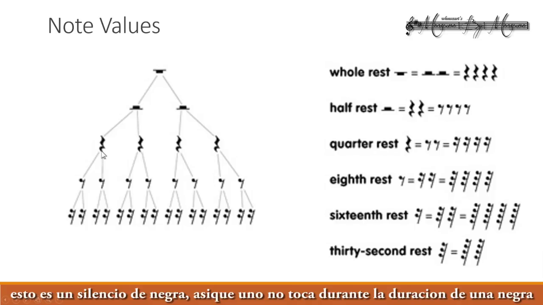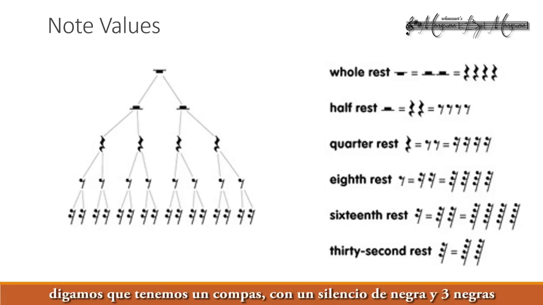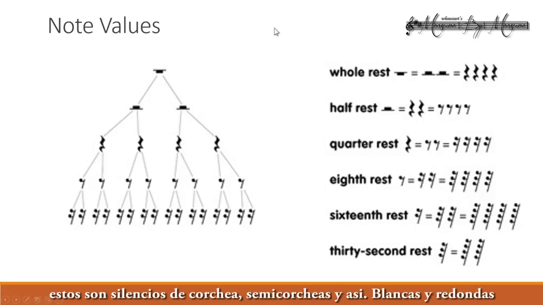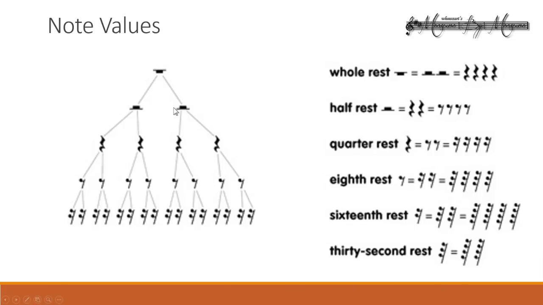This is a quarter note rest, so you're just silent for the duration of a quarter note. So let's say we have a measure with 1 quarter rest and then 3 quarter notes. It would be like this: 1, 2, 3, 4. Does that make sense? Hopefully. These are 8th note rests, and these are 16th, and so forth. Half notes and whole notes.